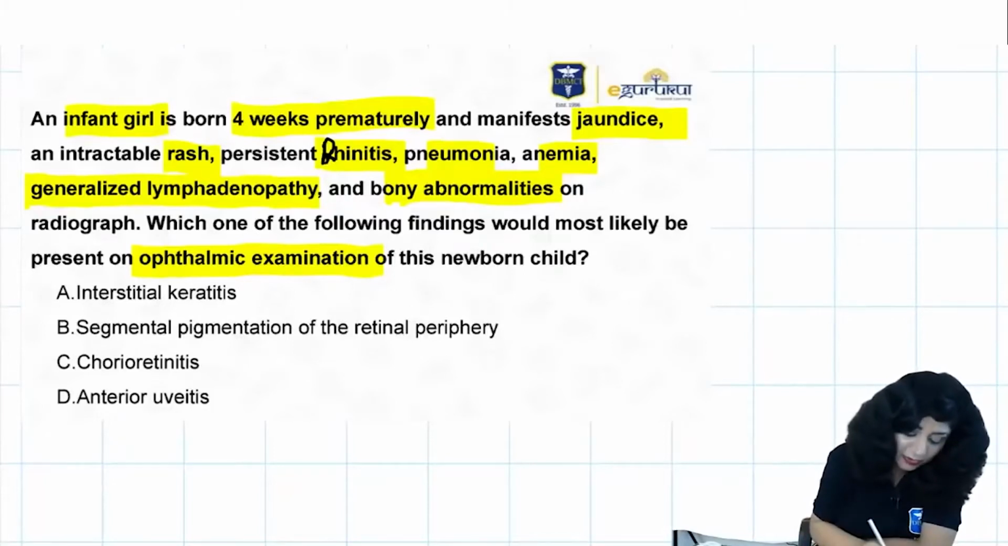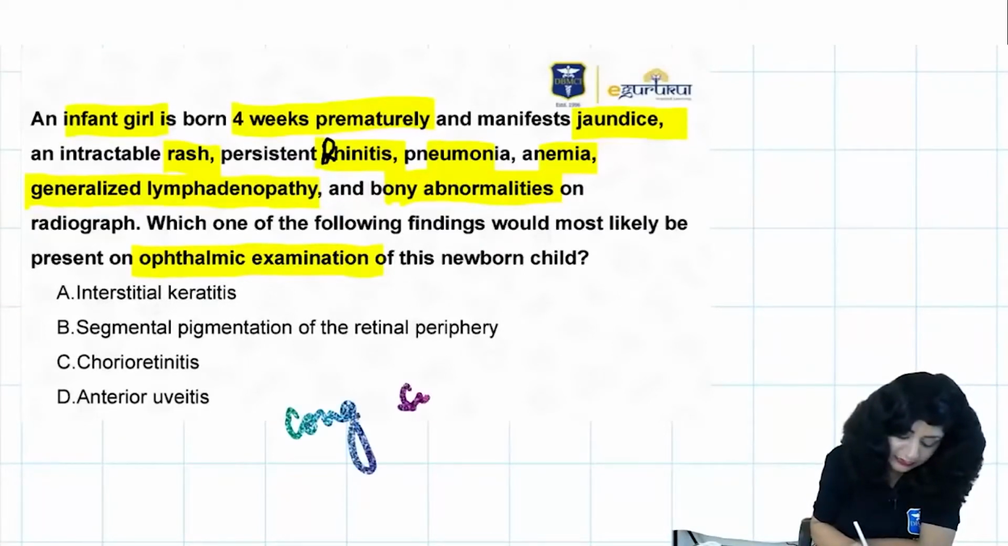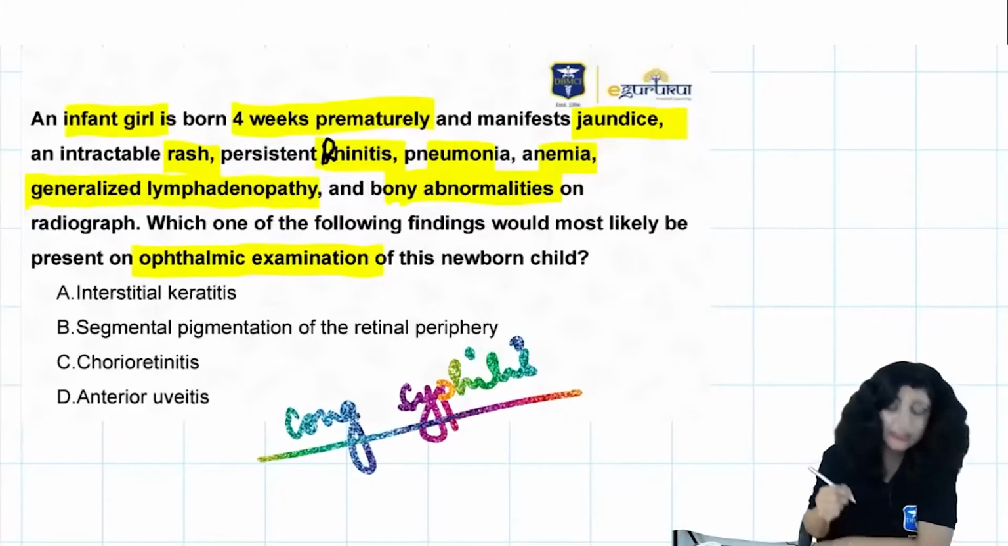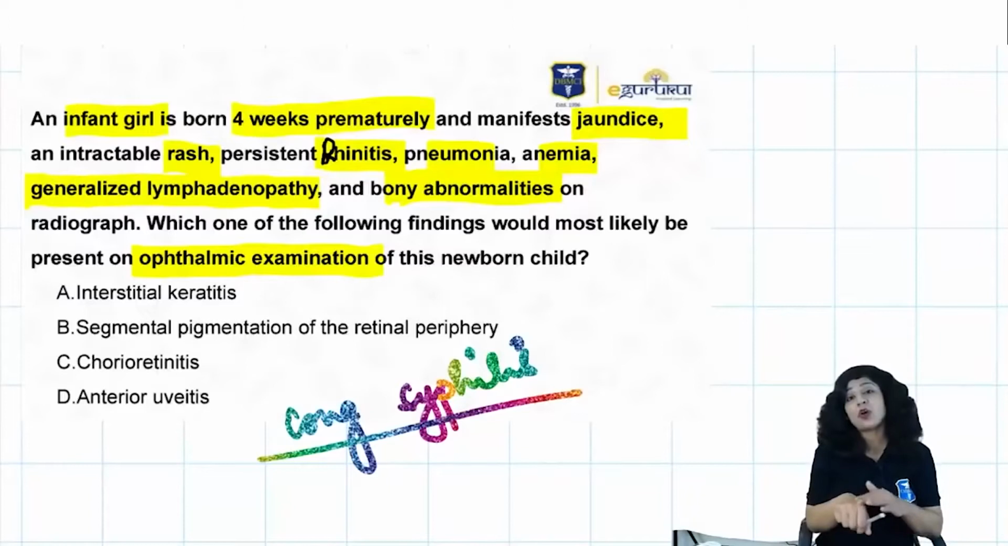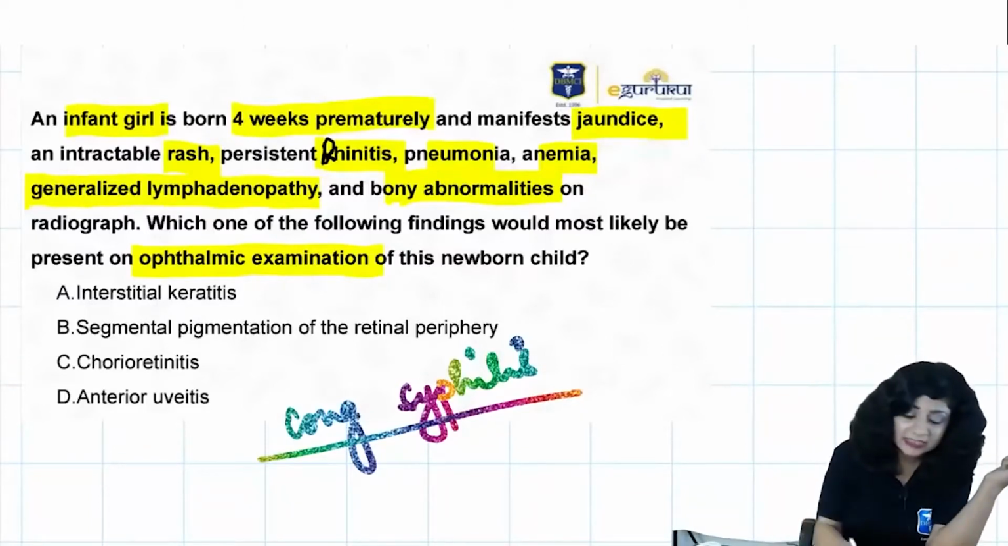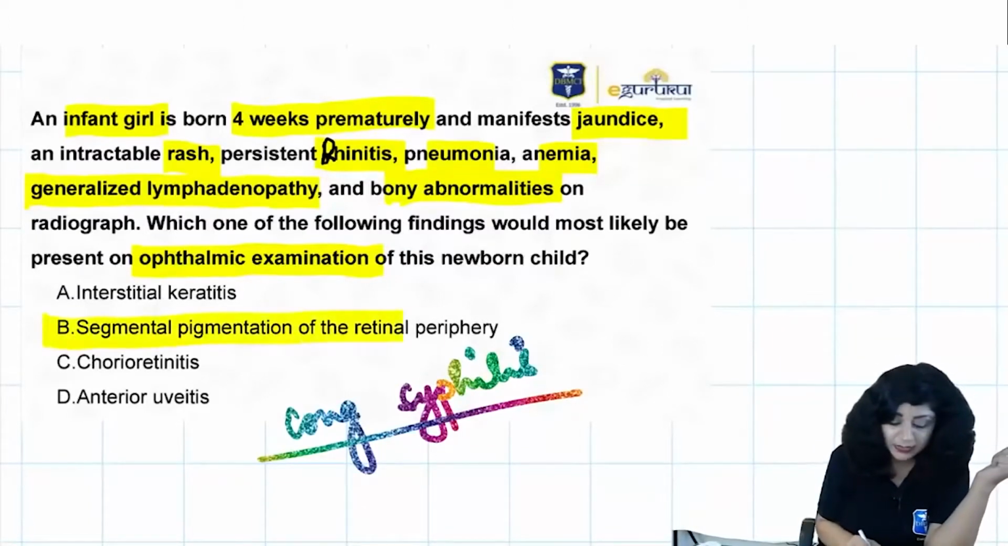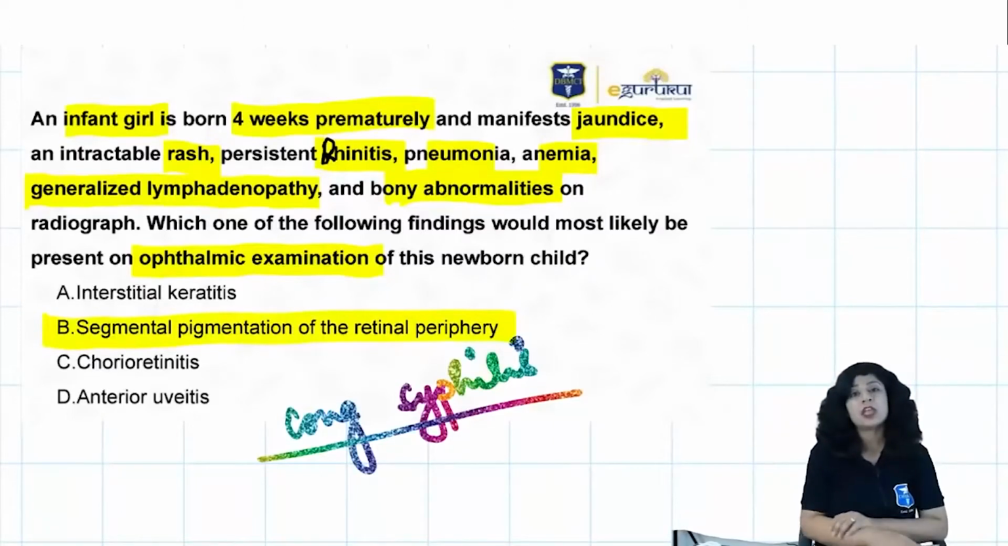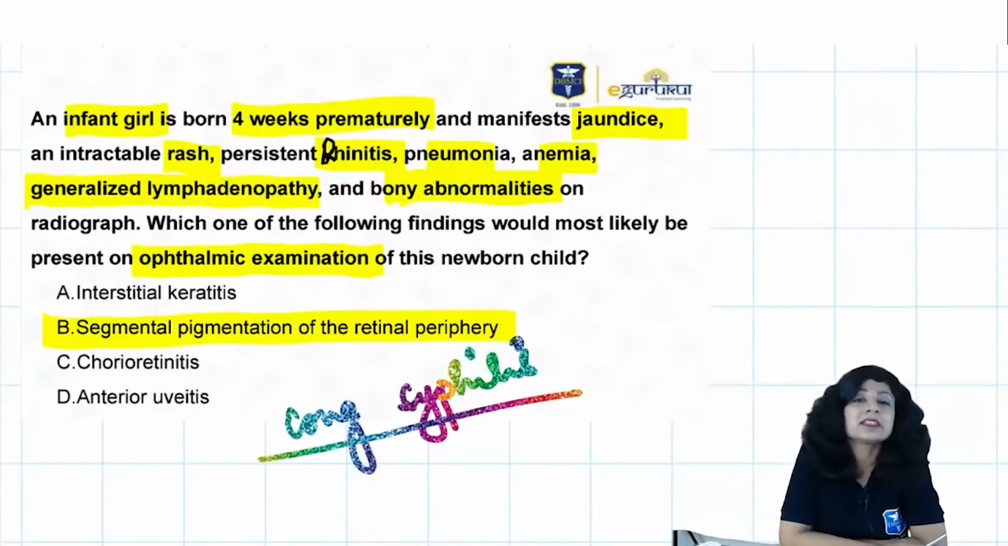This is a case of congenital syphilis, right? Now, what is the most common presentation of this congenital syphilis? It is actually the segmental pigmentation of the retinal periphery. So, salt and pepper retinitis is a usual presentation. Interstitial keratitis can also be there, and it is also one of the presentations, but it is not the most common one. The most common presentation that you are going to get is the salt and pepper retinitis.